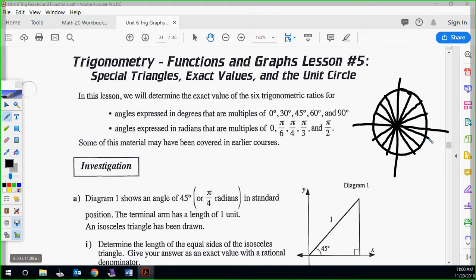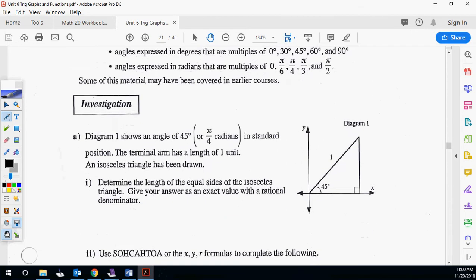Essentially, the unit circle, if you count the axes, has 1, 2, 3, 4, 5, 6, 7, 8, 9, 10, 11, 12, 13, 14, 15, 16 locations. The unit circle has 16 locations. Knowing these in radians and degrees is what the expectation is for the unit circle. So let's go through these.